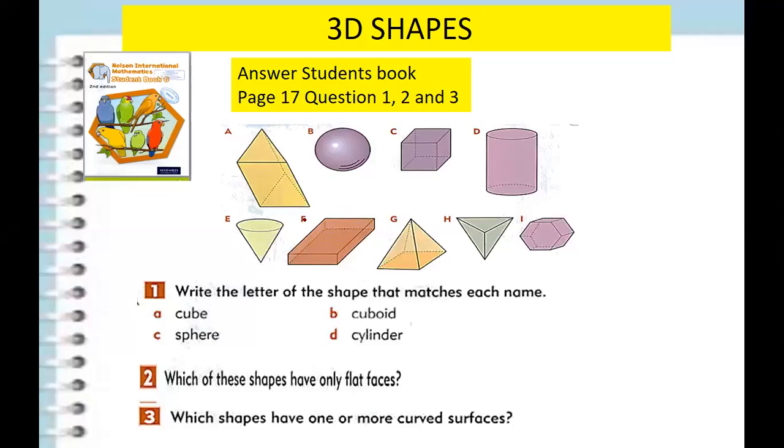Now, what I want you to do this time is, in your student book, page 17. Okay, student book, page 17, question 1, 2, and 3. Answer this question: what are the names of these shapes? This is the question, and base it on this one. Write the letter of the shape that matches its name. Then, answer the questions in page 17 below.